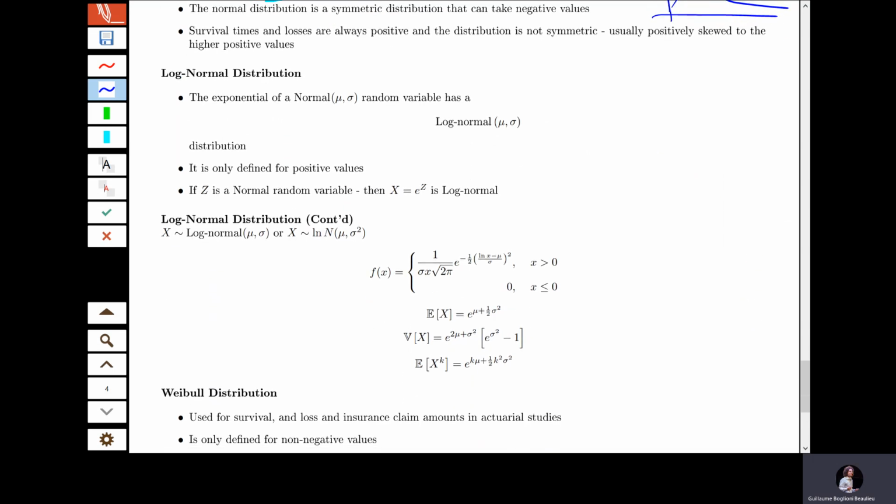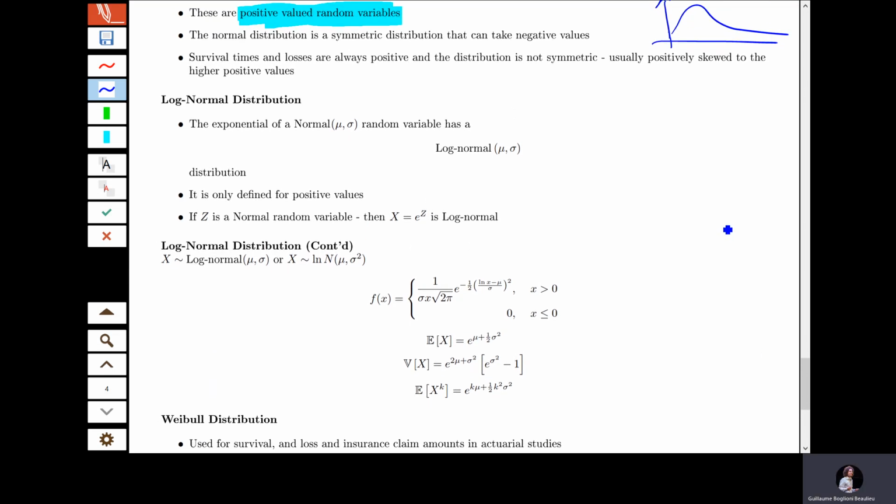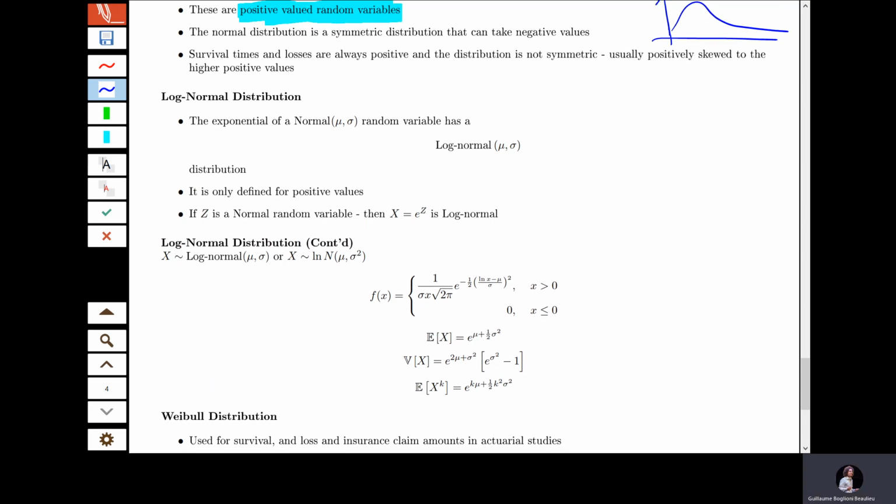Okay, a word on the log normal distribution. You could simply say the following, and this is actually written here. If Z is the famous normal distribution, and you create a new random variable, which is the exponent of Z, so the natural exponent e to the power of Z, then that's how we define the log normal distribution.